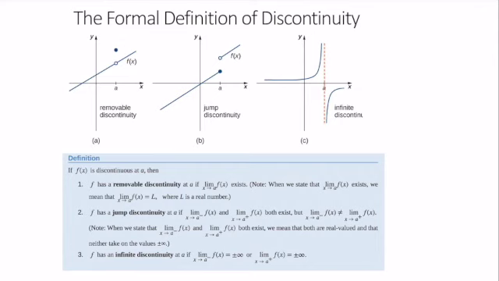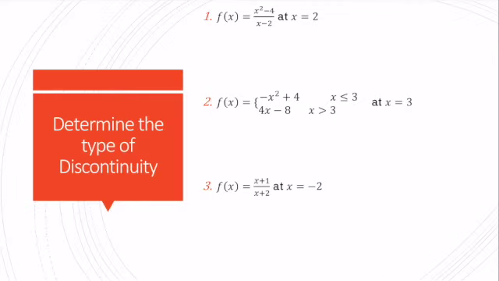So let's figure out the types of discontinuity. Here I have x squared minus 4. We've seen this before. This discontinuity is an asymptote, so it is an infinite discontinuity.